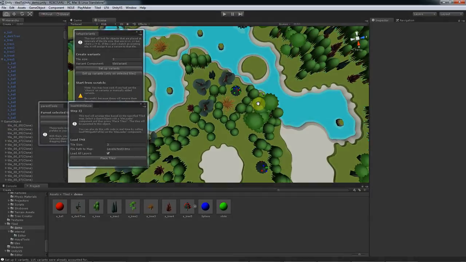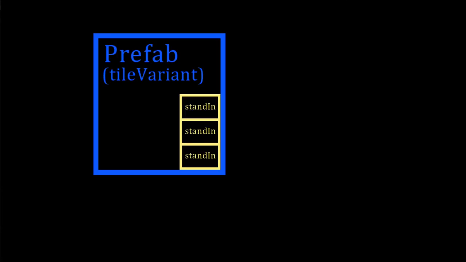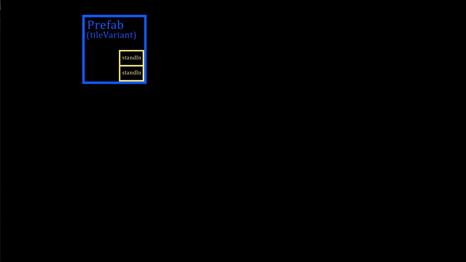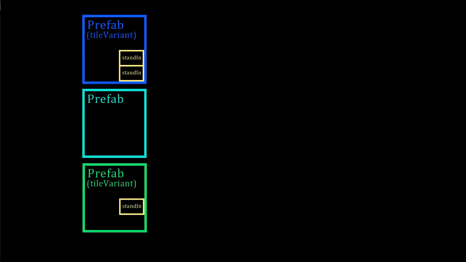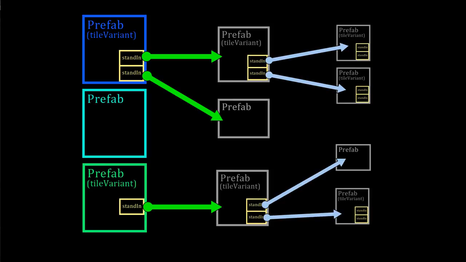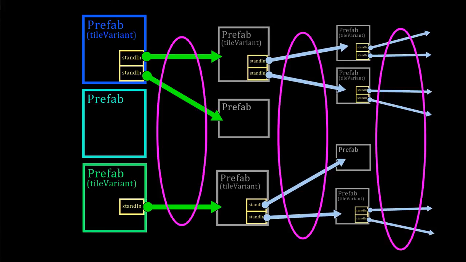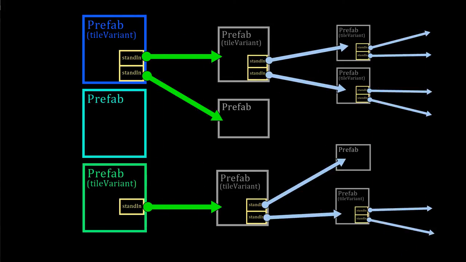Okay, so let's review. To control the spawning logic, you just have to remember one thing. Tile variants use stand-in children. That's all you have to remember. That's because a tile variant can have its own variants. And anybody's stand-ins can point to either normal prefabs or other tile variants that can continue branching. And at every branch, you have total control over the probability of each choice. Oh, and don't forget to run the geometry variant tool after you're done parenting stand-ins.